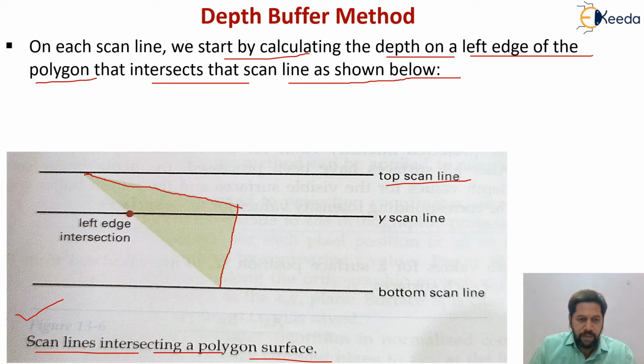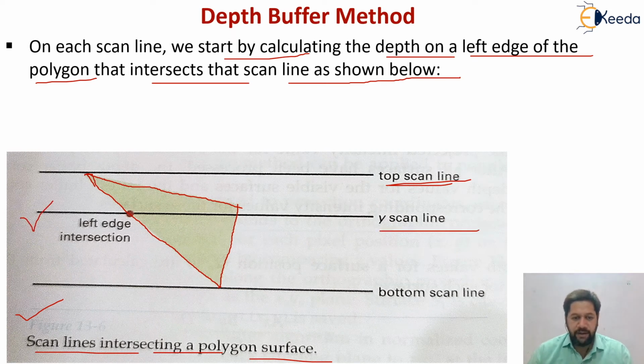Okay, I think having some pen color. See, this is my polygon. In my polygon, this is my top scan line, and now I'm considering this line which is intersecting, the y scan line. You can find that this y scan line is intersecting the polygon, but how am I going to process it?